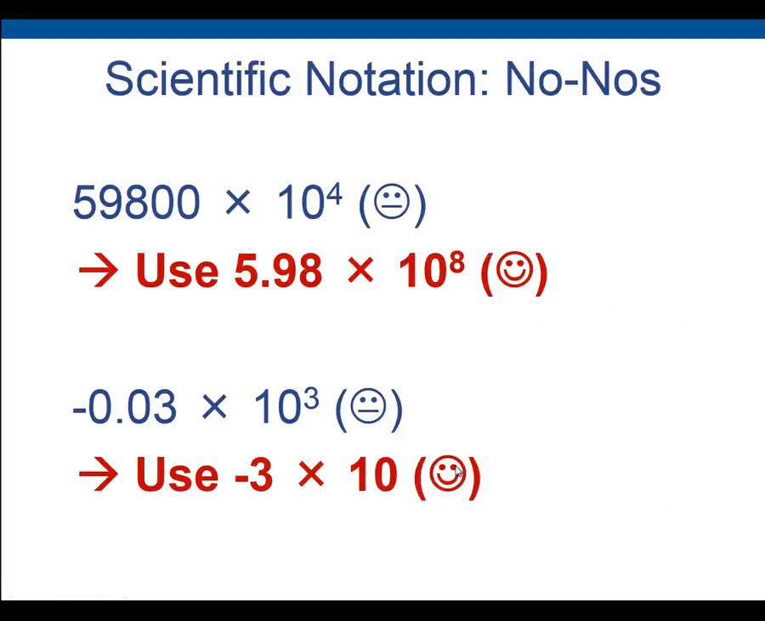A couple of common pitfalls in scientific formatting are shown. Remember, the format is m times 10 to the nth power. The absolute value of m should be greater than or equal to 1 and less than 10. So in this case, we have to change 59,800 to 5.98. Negative signs are the same. So the absolute value of m should be at least 1. Okay.